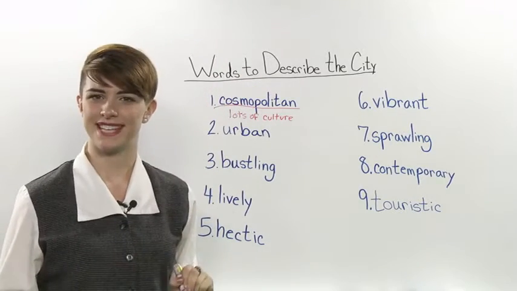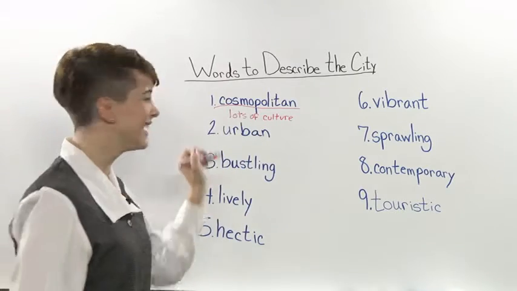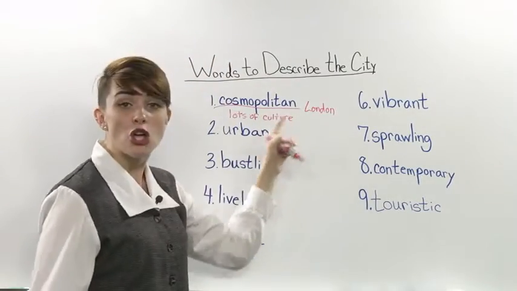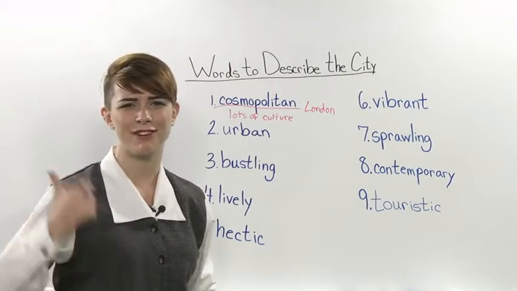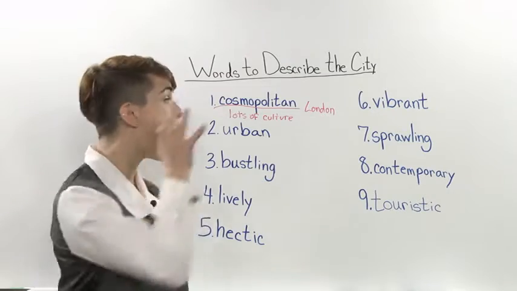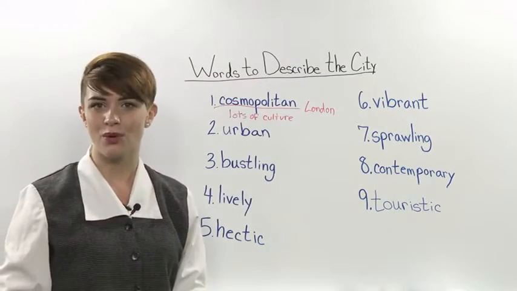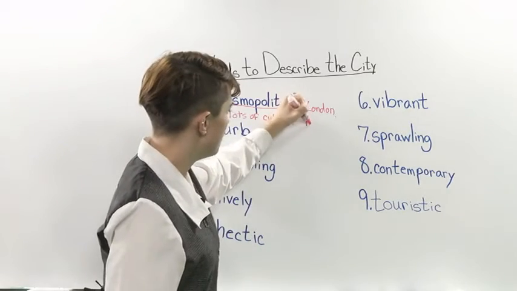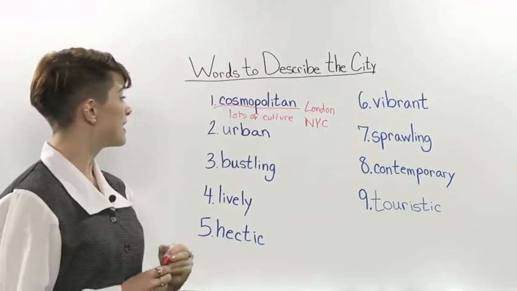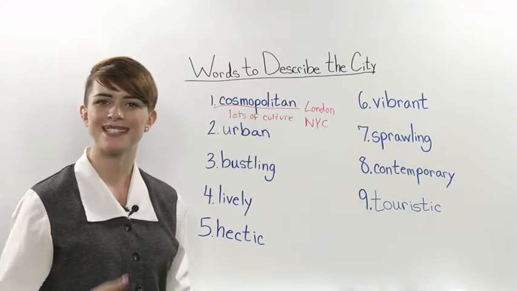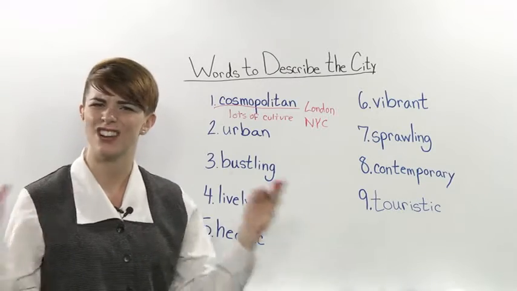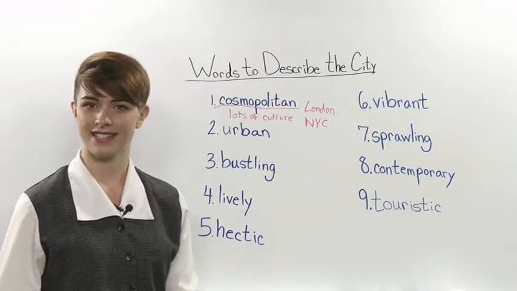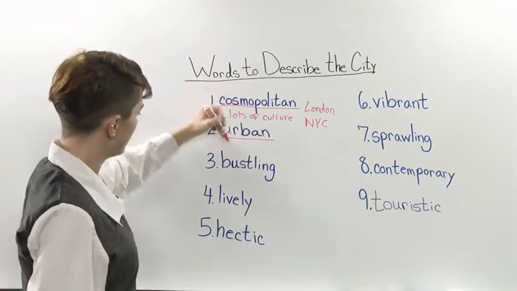An example of a city that is very cosmopolitan is London. When you are in London, you are able to get food from Italy, from Vietnam, from China, from India, all within London. So London is very cosmopolitan. Another example would be New York City. New York City is very cosmopolitan because it has a Chinatown and a Little Italy right next to each other. That is cosmopolitan. Next on our list, we have urban.